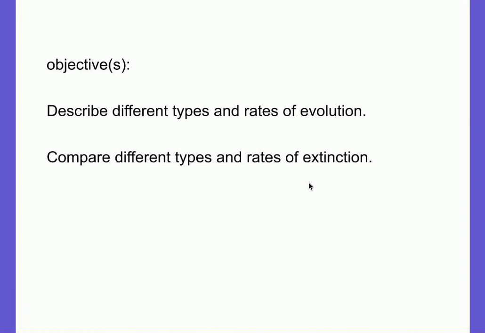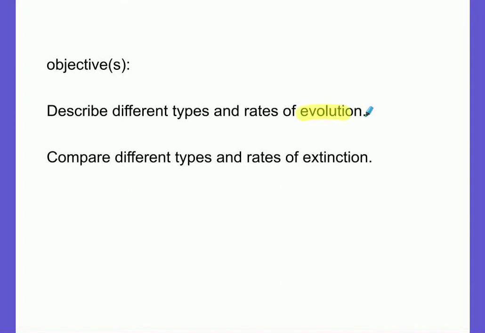All right, now for your section 6 notes over patterns of inheritance. Your objectives in this section are to describe different types and rates of evolution and then to compare different types and rates of extinction. So obviously, I have these two terms here that I'm emphasizing.